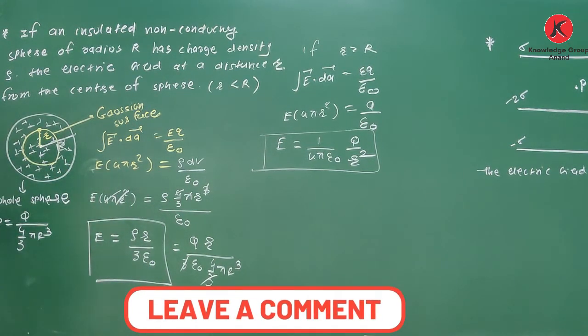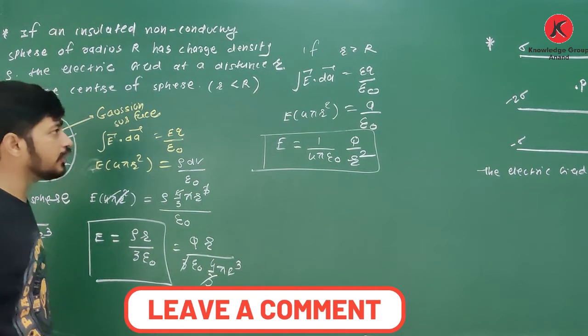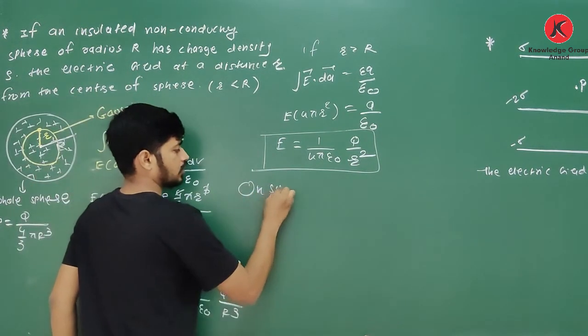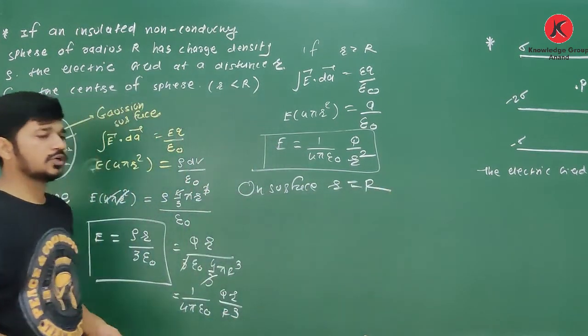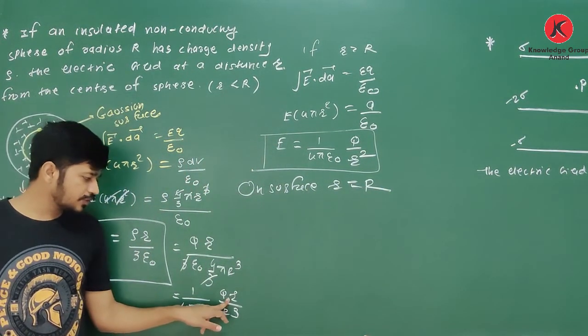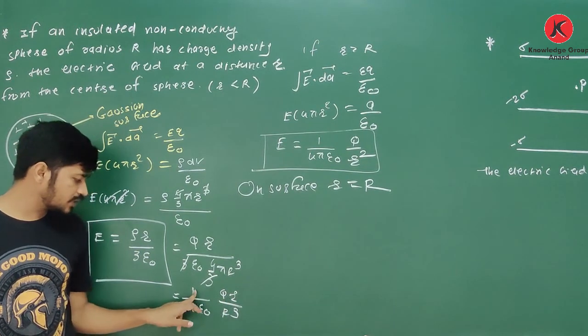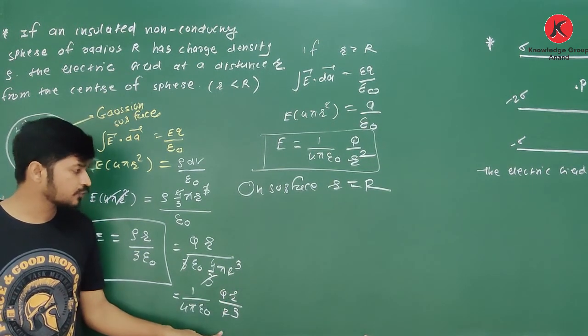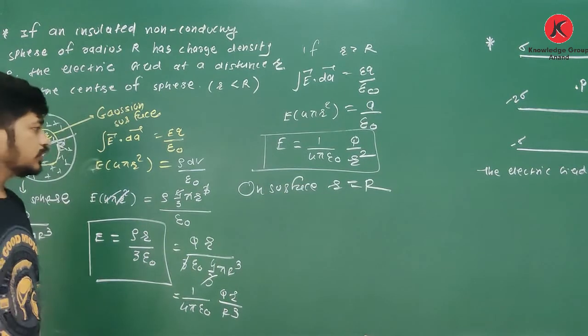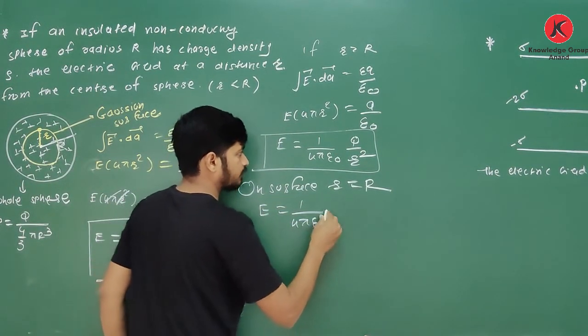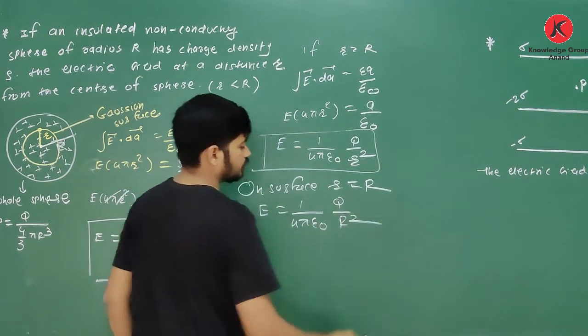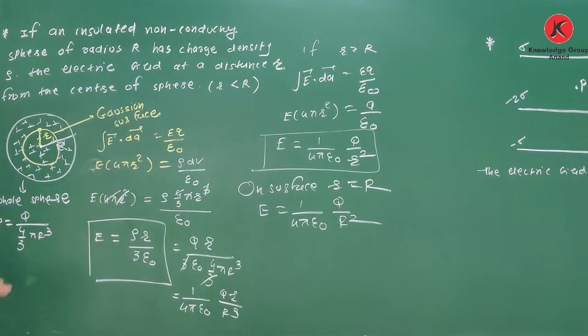Simple? Yes. If I want to find the electric field on the surface, simple, I have to put small r equal to capital R. If you put small r equal to capital R in this equation, you will get 1 upon 4 pi epsilon 0 times q upon R square. So on the surface, electric field E is equal to 1 upon 4 pi epsilon 0 times q upon R square. Clear? So this is one extra case that you have to remember for equations.